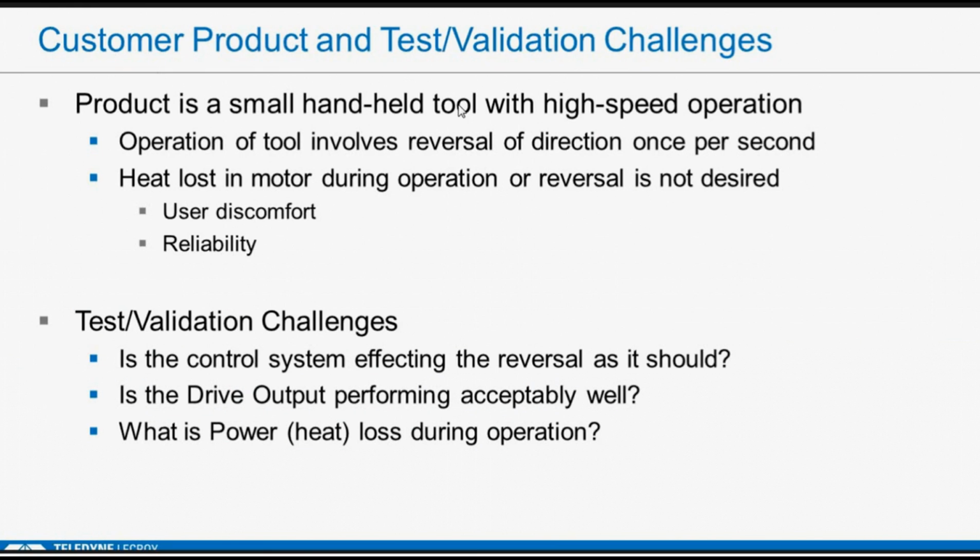So this particular example is a customer product that they shared their results with me. The product is a very small handheld tool that undergoes a very high-speed operation. The operation of the tool involves a reversal of a direction once per second. There's a lot of heat lost in the motor during the operation and the reversal. This is not what they want because it's a small tool that's held in a hand. Heat causes discomfort. It also leads to reliability problems.